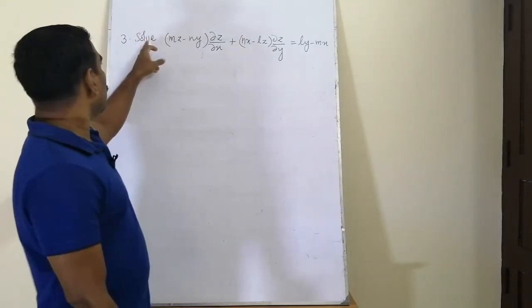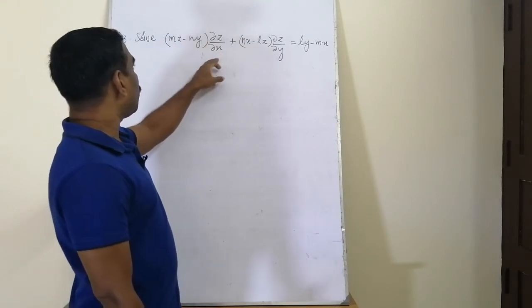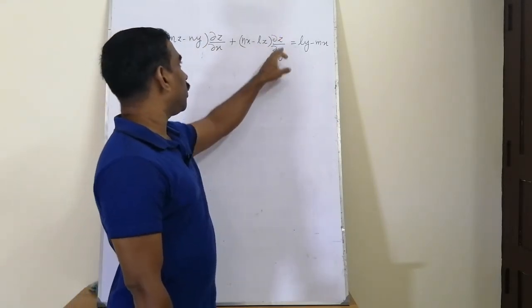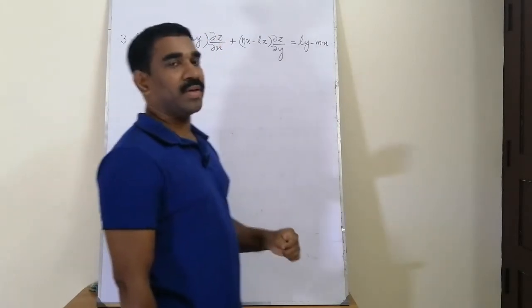See the third problem. Solve (mz − ny)∂z/∂x + (nx − lz)∂z/∂y = ly − mx.